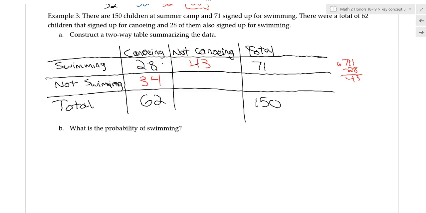62 to 150, that's 88. I believe, yes. 71 to 150, that's 79. 43 to 88, that's 45. And then 34 plus 45 is 79. So that all works out.